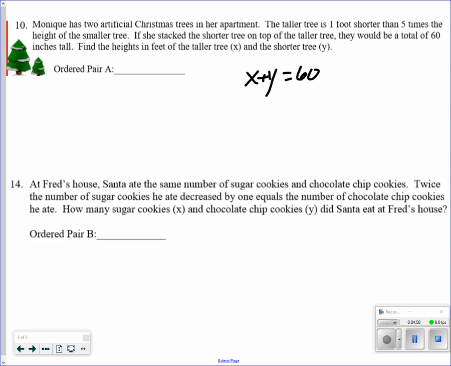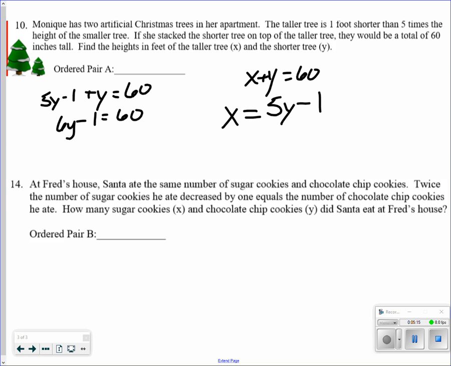Now, the taller tree is x. So x is 1 foot shorter than 5 times the smaller. So 5 times the smaller minus 1. Again, this is set up for substitution. x is equal to 5y minus 1. So I'm going to put 5y minus 1 in for x in the top equation. I'm going to add like terms.